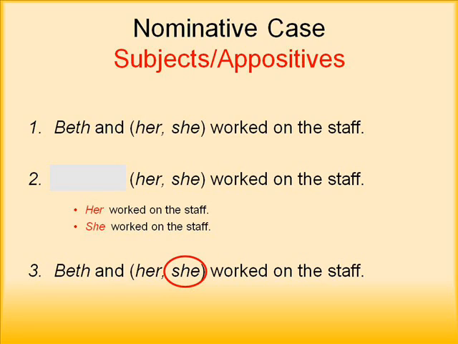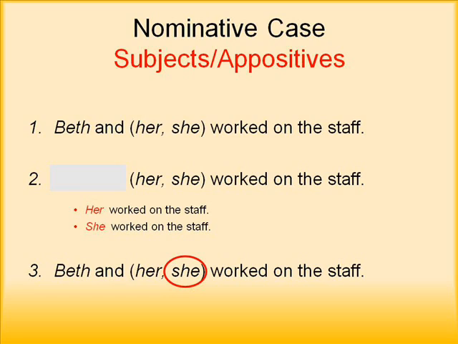If you look at number 2, where I've grayed out the Beth and, then you can ask the question, is it her worked on the staff or she worked on the staff? Well, now we know that that sounds right, that it's she worked on the staff. So we see in sentence number 3 that the correct answer is Beth and she worked on the staff.